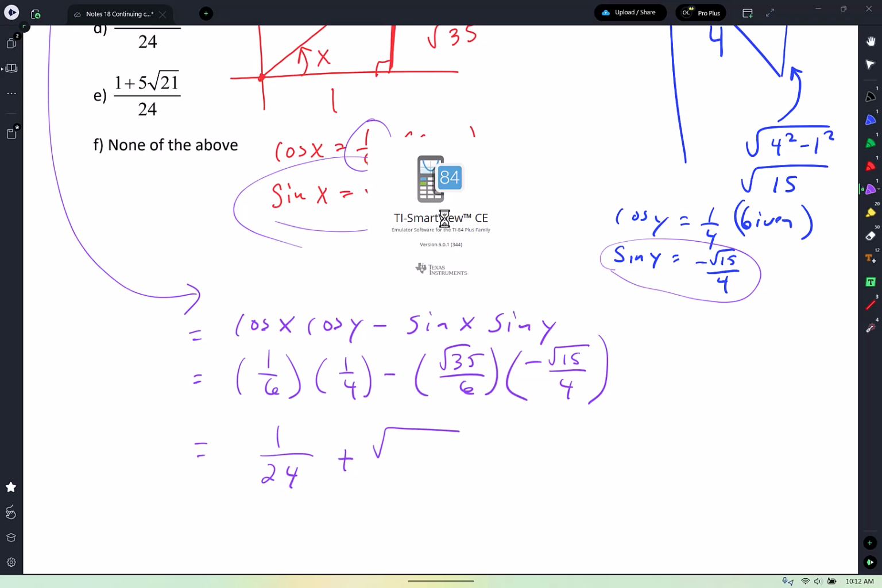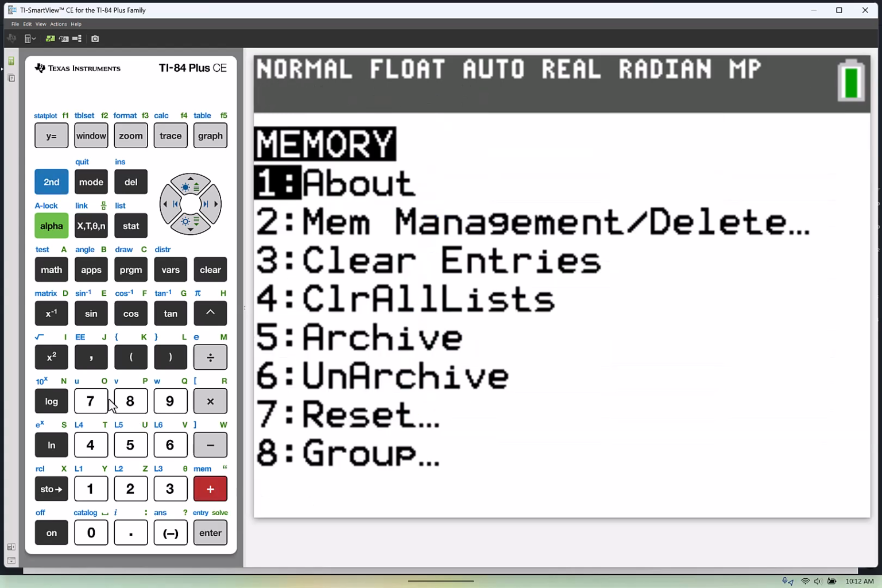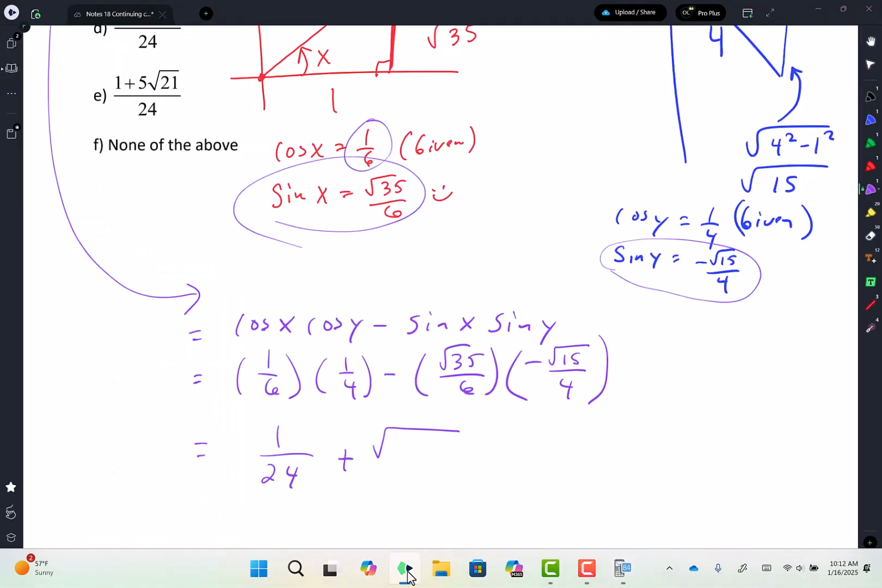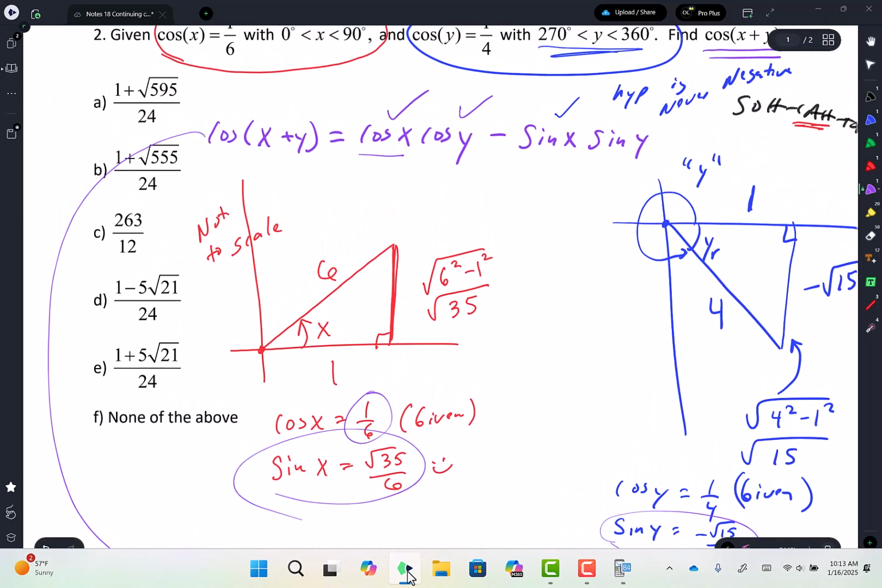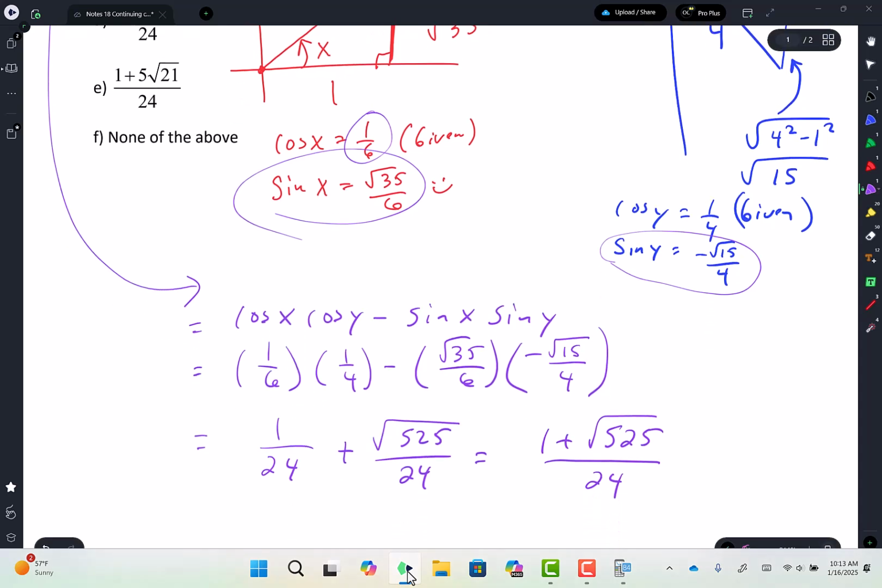Come on, calculator. Unless you guys have it. You guys have it? Second memory, 712. 35 times 15. 525. So square root of 525 over 24. So my answer is 1 plus square root of 525 over 24. I look for that answer and I don't see it. I guess you can let the answers give you the answer, see what that decimal is, and figure out which one of those is that same decimal.